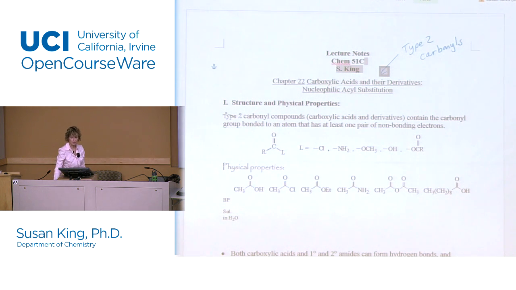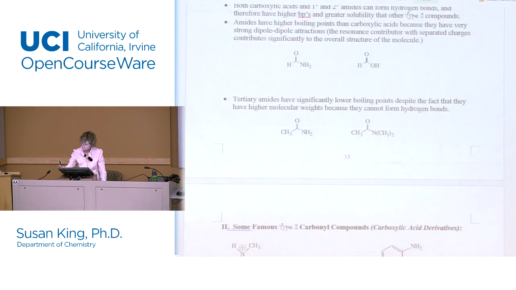All right, so let's review what we know about type 2 carbonyls. They have a group L that has lone pairs. And so this is our generic structure, so we draw it like that with lone pairs. We have acid chlorides, amides, esters, carboxylic acids, and anhydrides. Let's look at some physical properties.